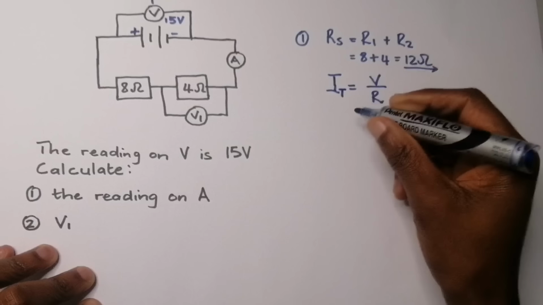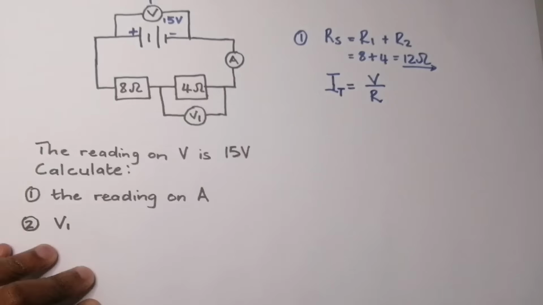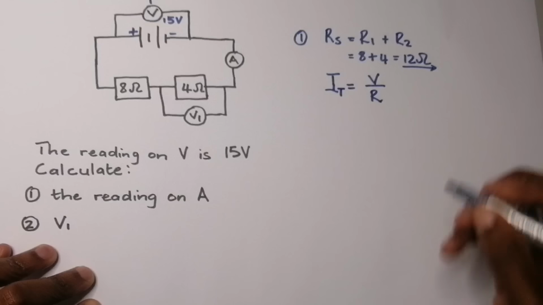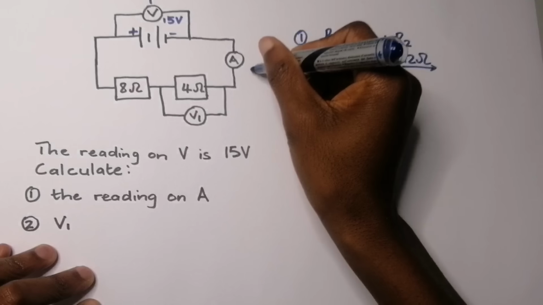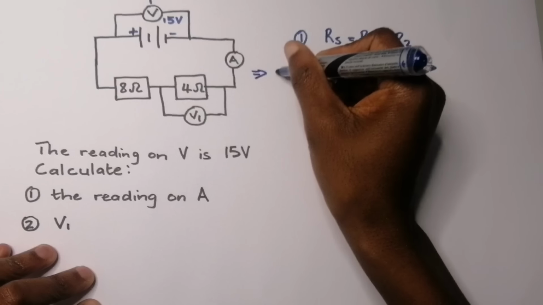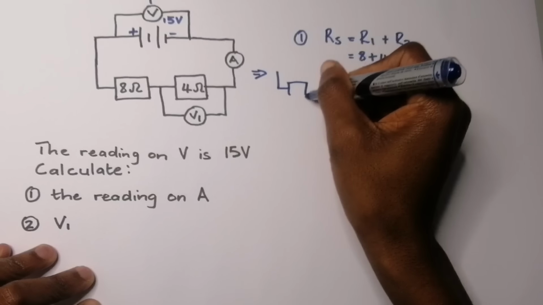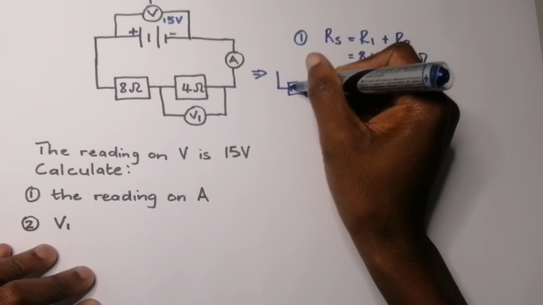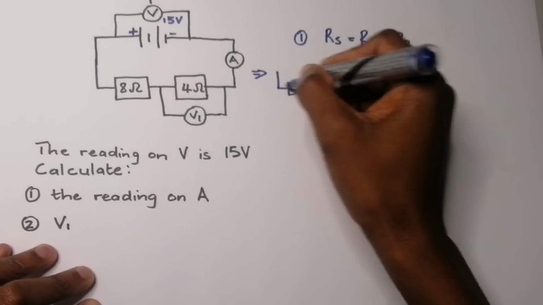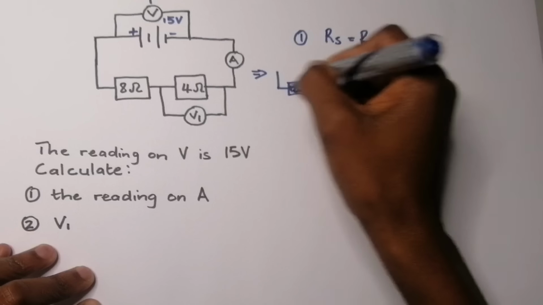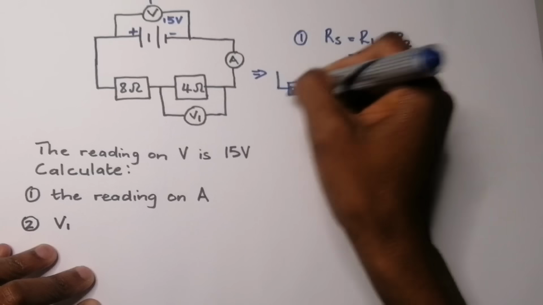So which current am I looking for? For the total current. So what have I actually done? I've now reduced this circuit into one resistor, right? I've actually made this circuit to have just one resistor. And what's the value of that resistor? It's 12 ohms, right? So now, which current passes across the 12 ohm resistor? It's still the total current.